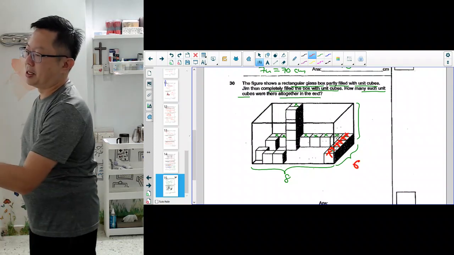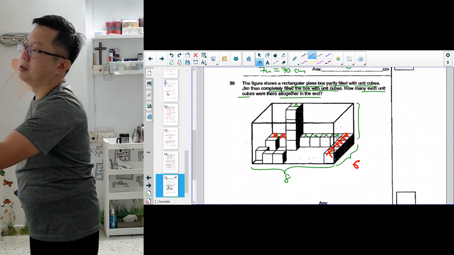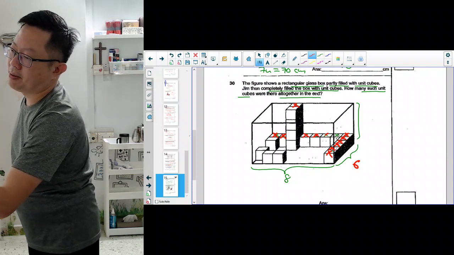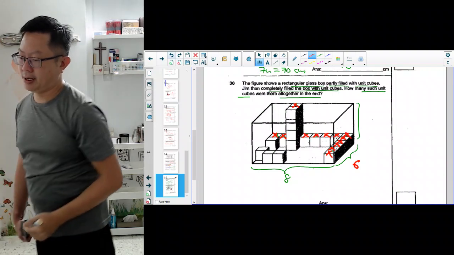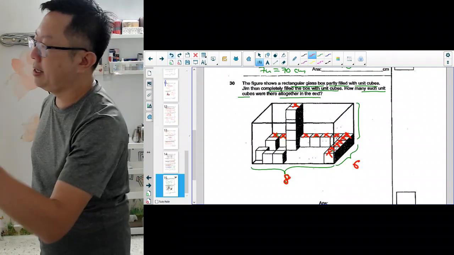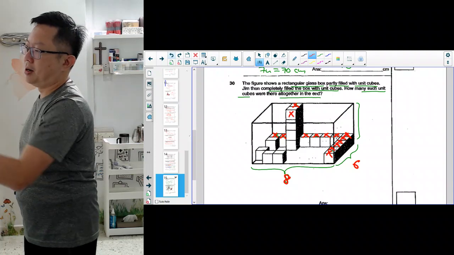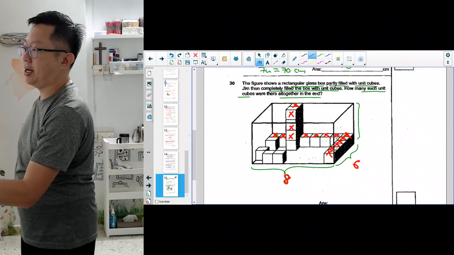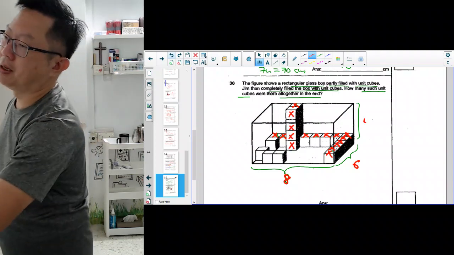6. And how many cubes can you put along the length? 1, 2, 3, 4, 5, 6, 7, and 8. So you can put 8 cubes along the length. And how many cubes can you put along the height? You look at the column here. 1, 2, 3, and 4. So you can put 4 cubes along the height.